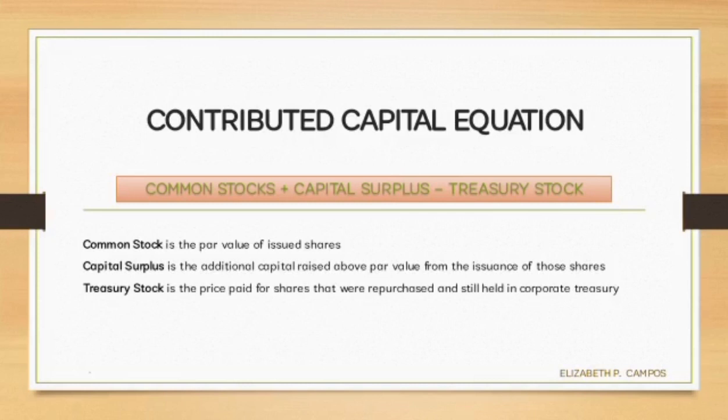The next one is the contributed capital equation, which includes common stock plus capital surplus minus treasury stock. Common stock is the par value of issued shares, entitling their holders to dividends that vary in amount and may even be missed, depending on the fortunes of the company.